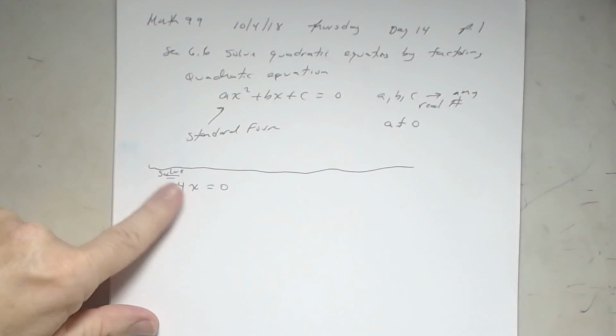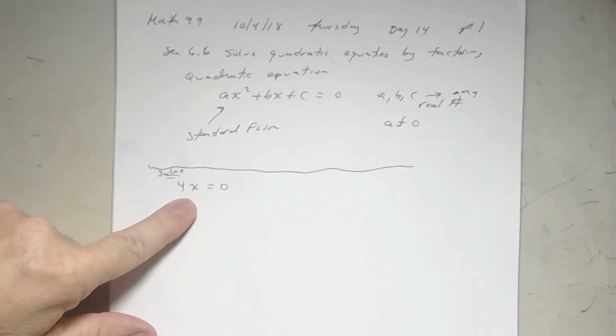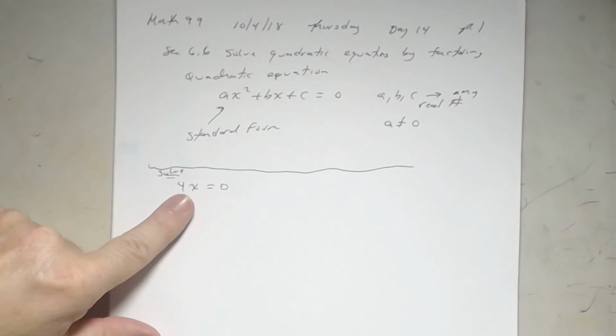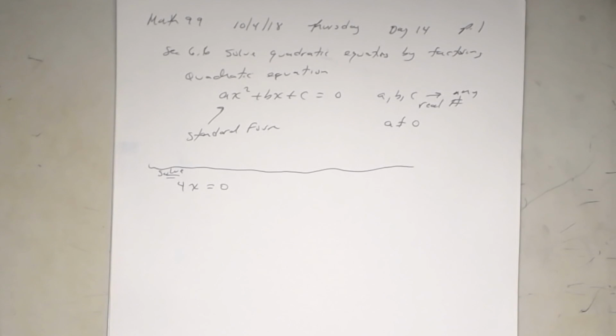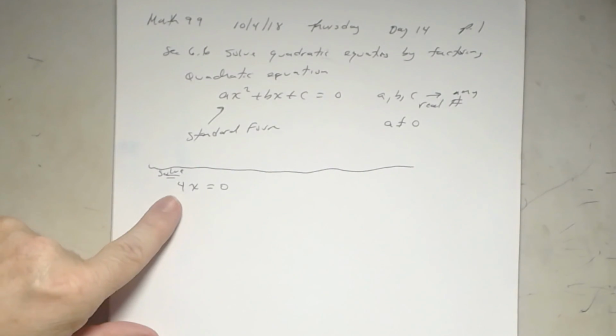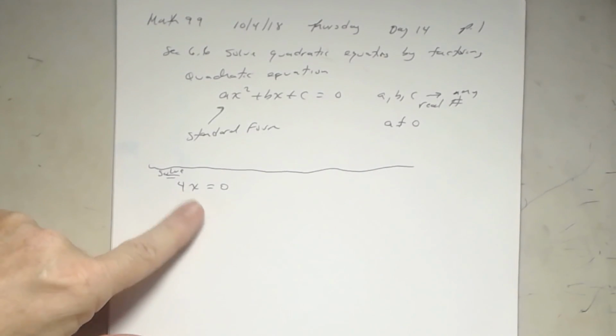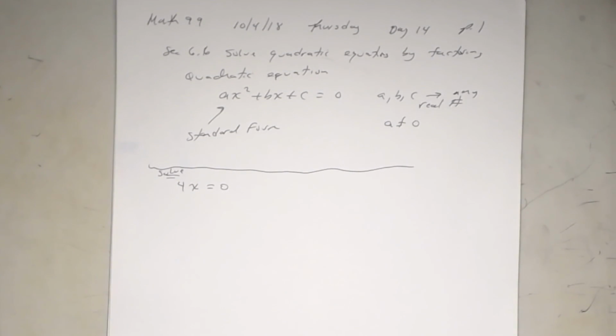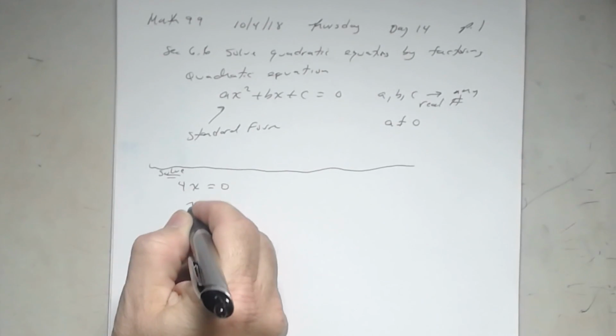Is this quadratic or is this linear? Linear, because what's the largest exponent? 1. So really, to solve this linear equation, you could have just divided both sides by 4. But I didn't want you to do that. I just wanted you to be able to look at this and say that in order for the left side to be 0, 4 times what? 0. So x has to equal 0.